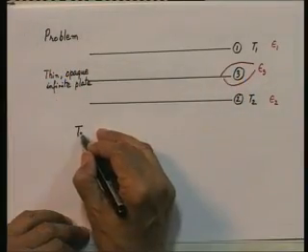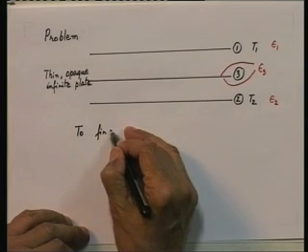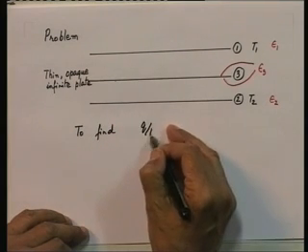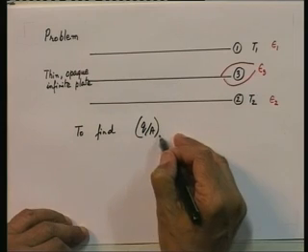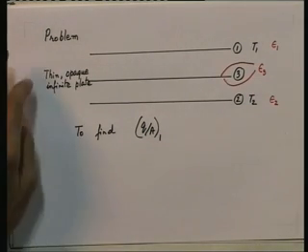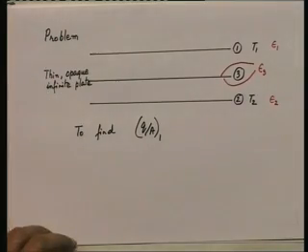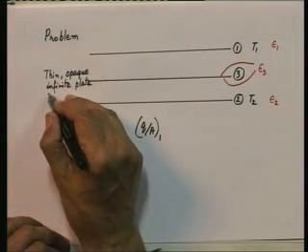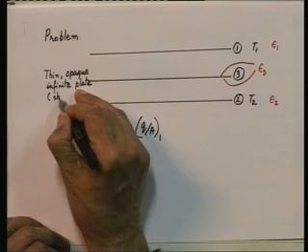Now, what is to find? Q by A 1. That is the problem. This thin opaque infinite plate incidentally is often referred to as a shield.